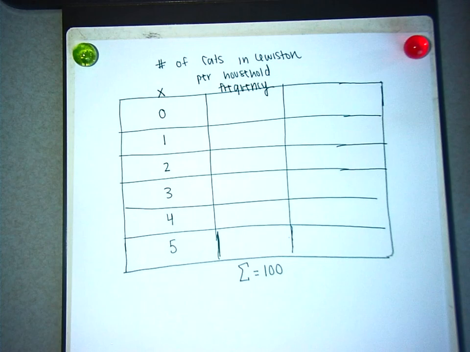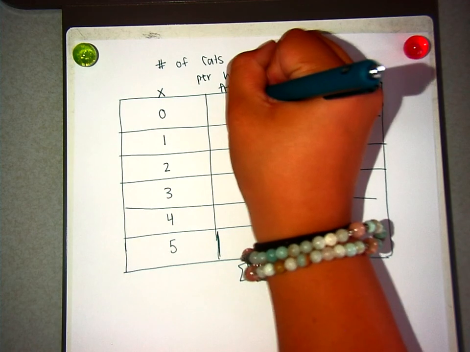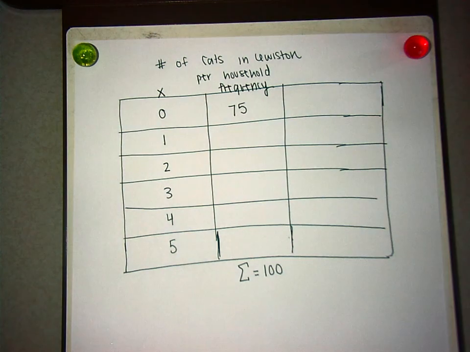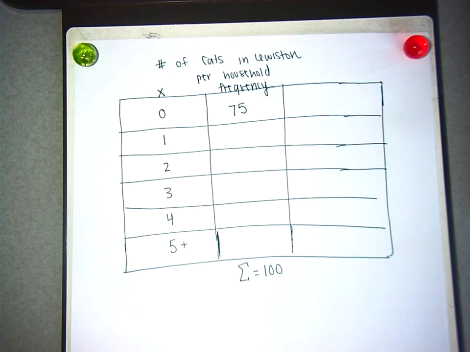Out of 100 households, how many households in Lewiston would you estimate realistically have 0 cats in their house? Out of 100? 75 for 0. And if you're thinking like in the 5 category, we'll count 5 plus, so more cats than that. How many households do you think have 1 cat? I'm trying to get these to add up to 100. 10.